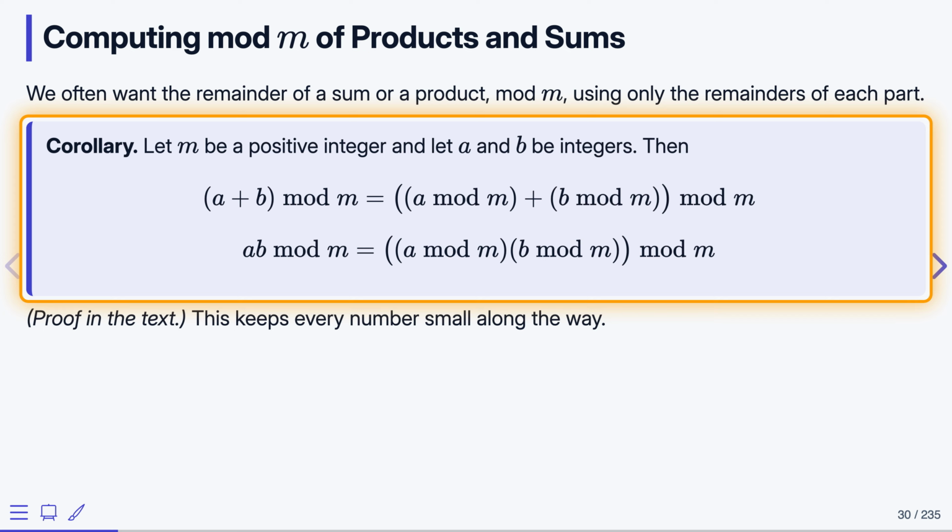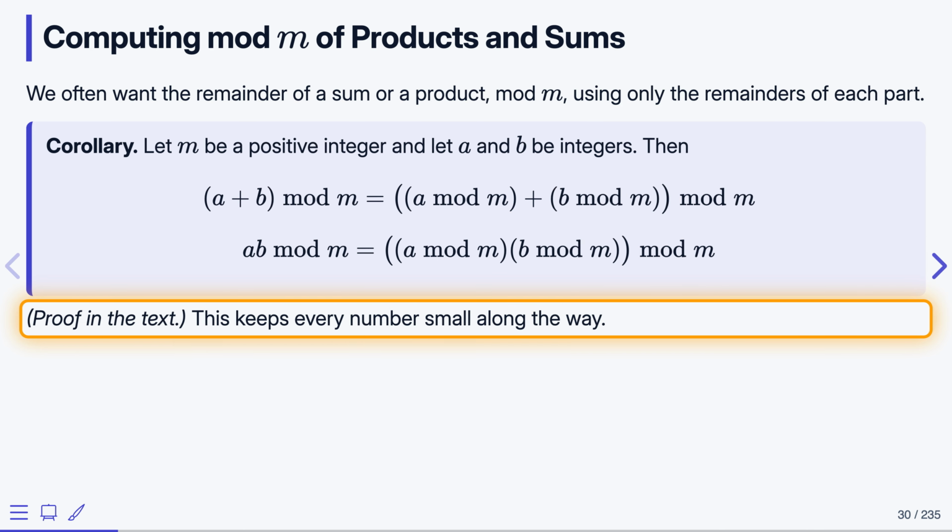The product works the same way. Take each number mod m, multiply the two small remainders, then take mod m again. The point is that every number stays small along the way.